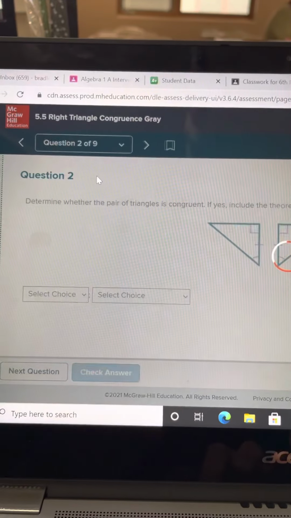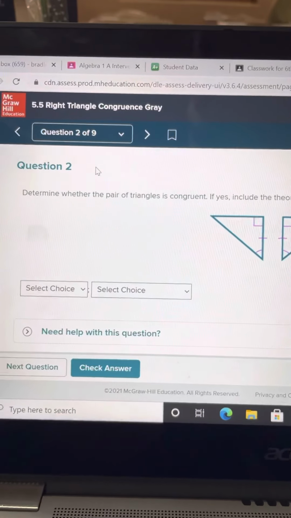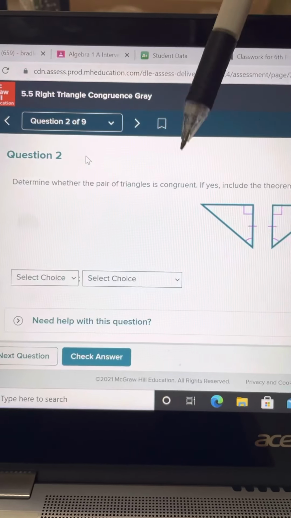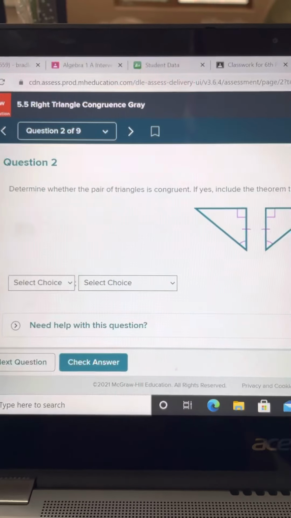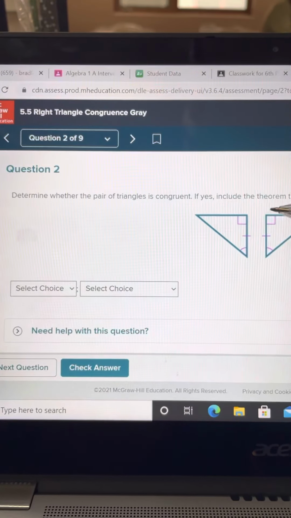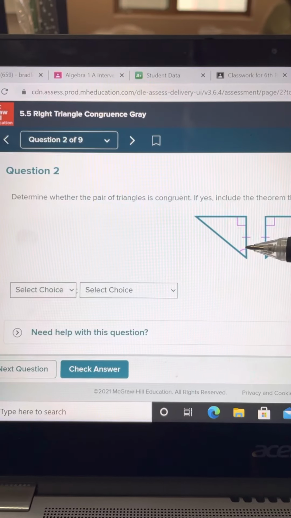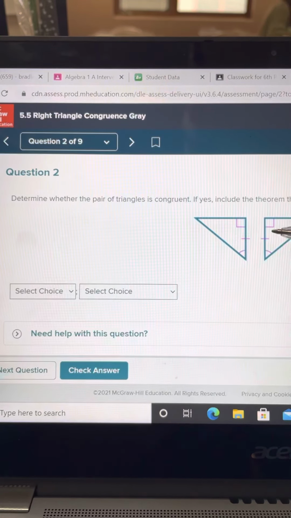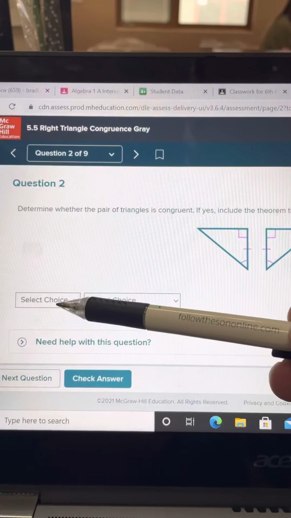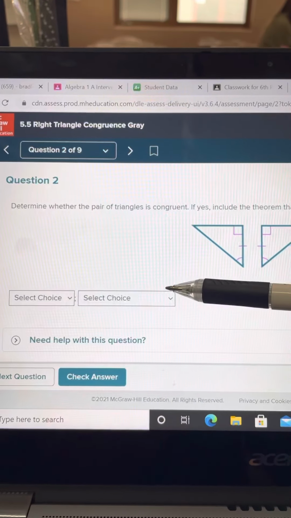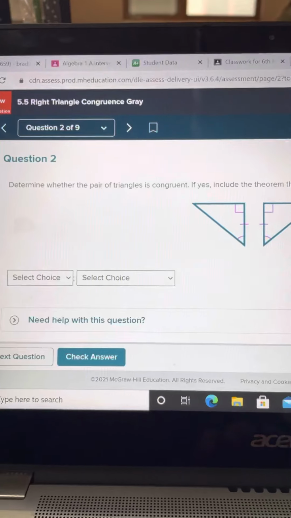Number 2, determine whether the pair of triangles is congruent. If yes, include the theorem that applies. So once again, we're going to look at these angles are congruent, and the side is congruent, and these angles are congruent. So we have angle, side, angle for both of those. So you should be selecting yes and angle, side, angle for number 2.